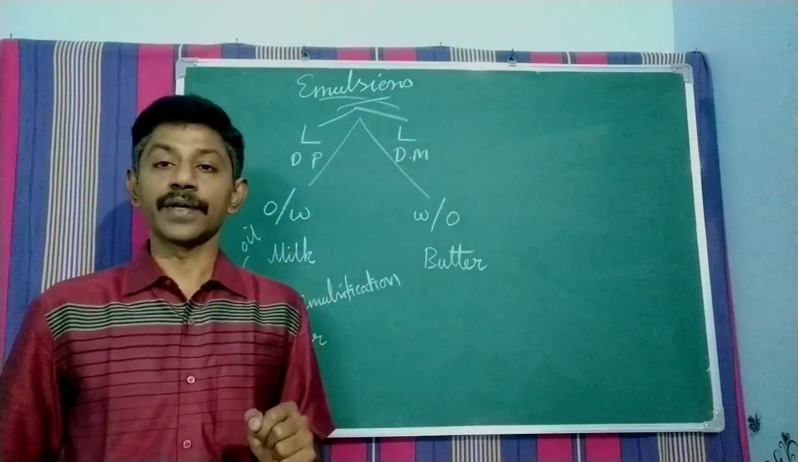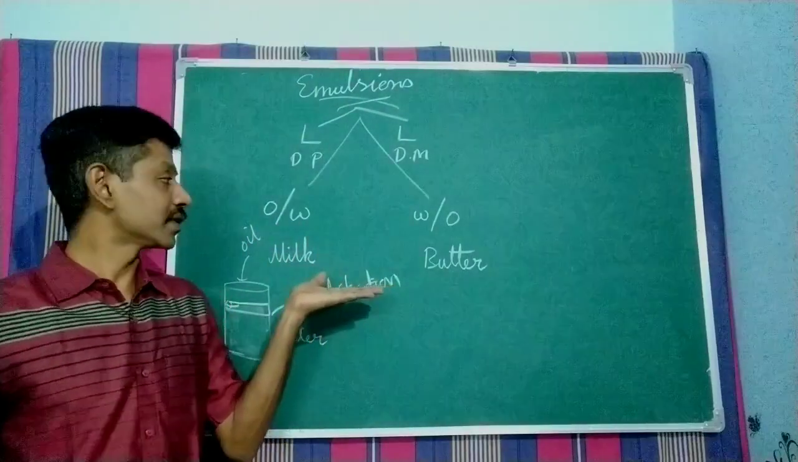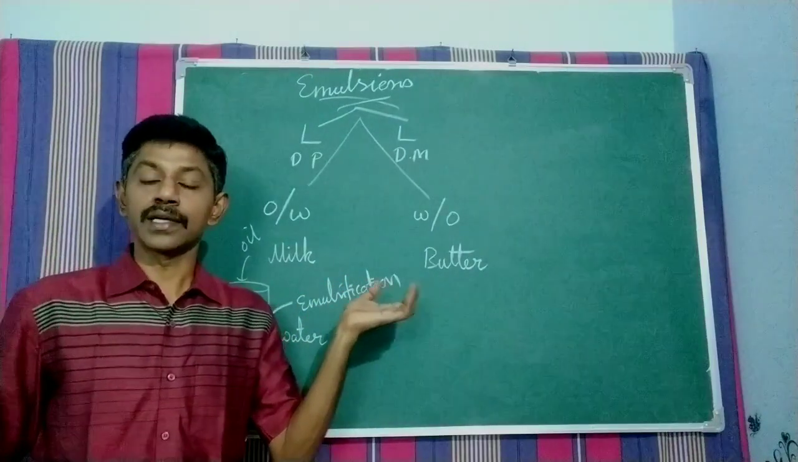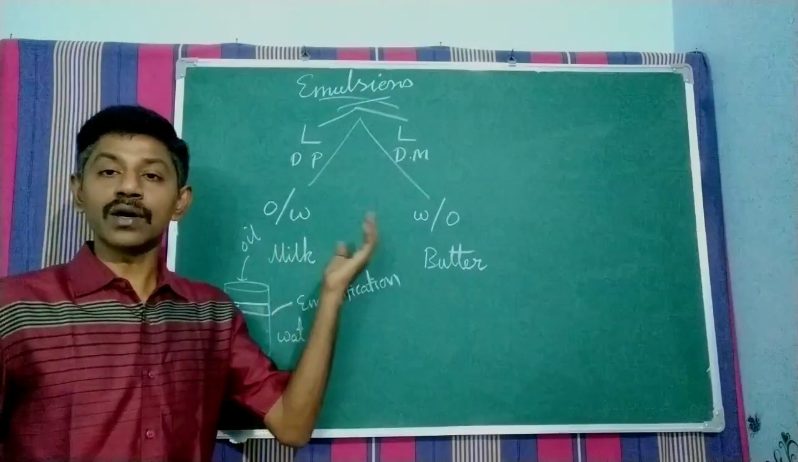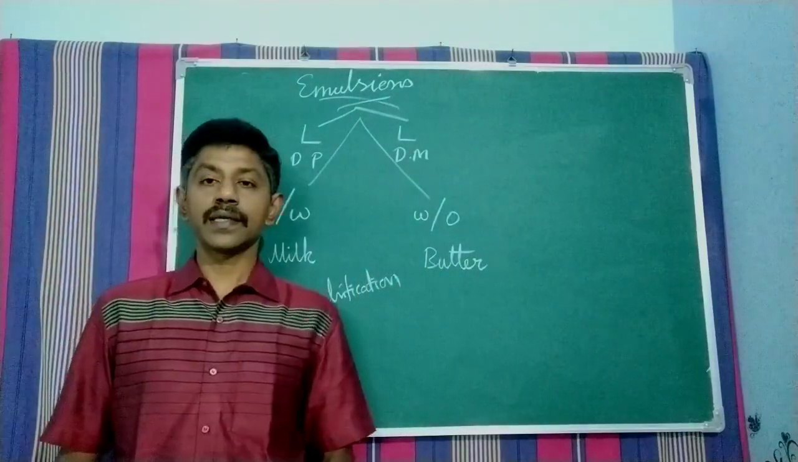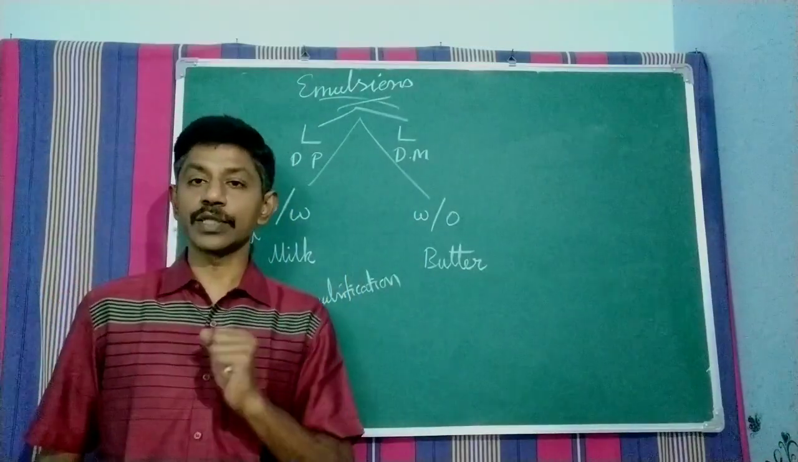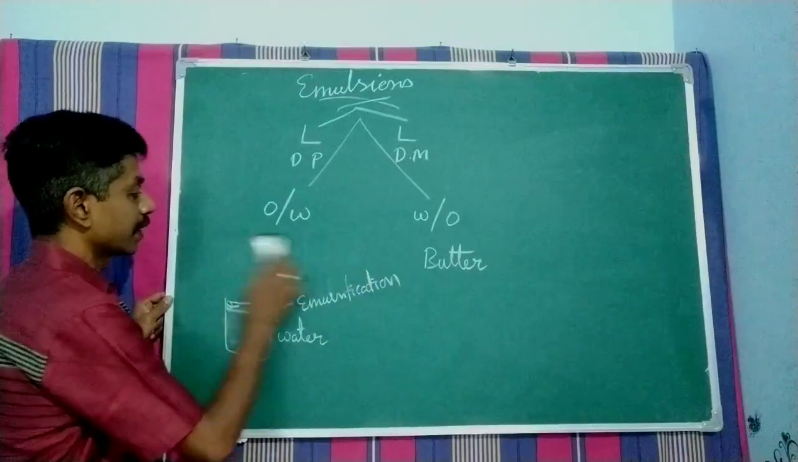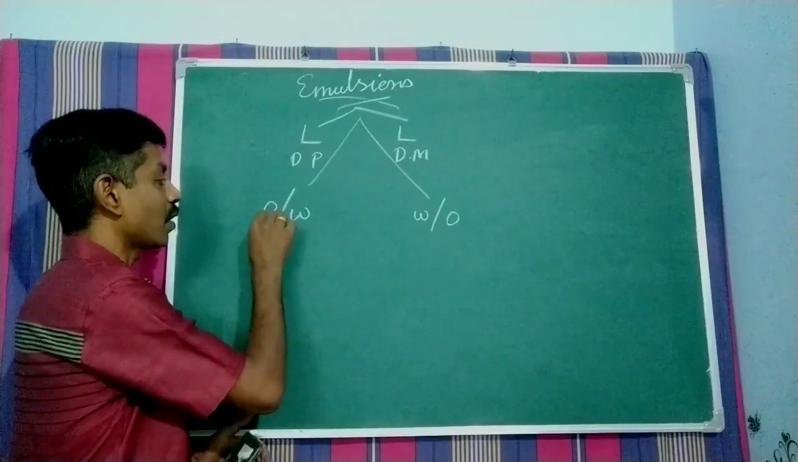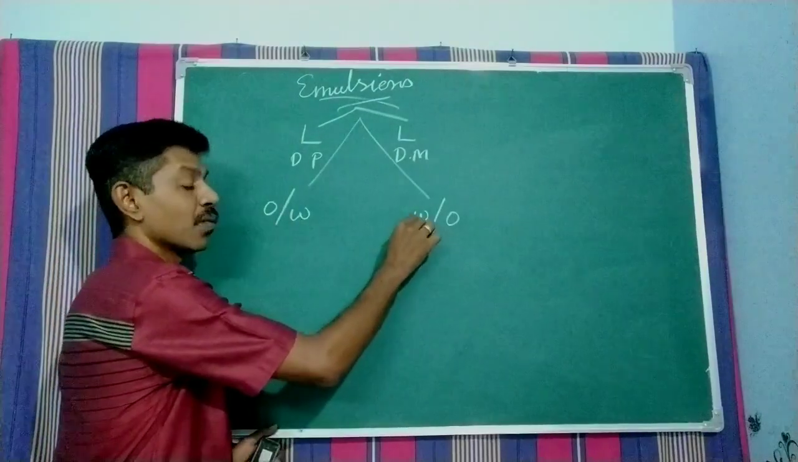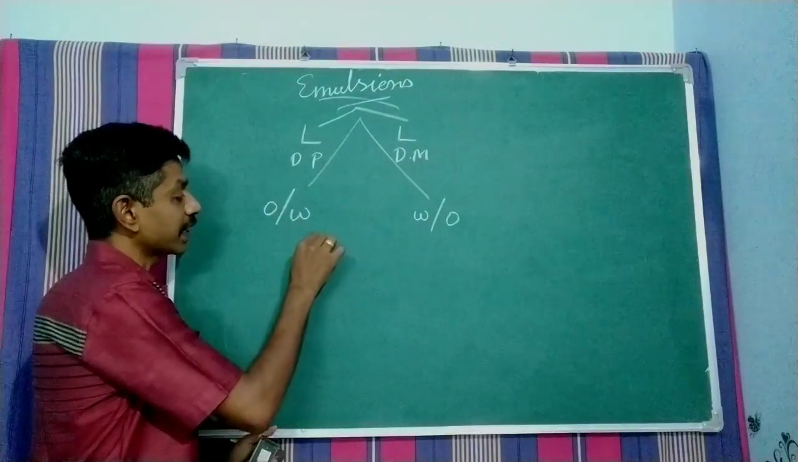Next thing we have to talk about is how to test whether a particular emulsion is a water soluble emulsion or an oil soluble emulsion. The next content is how to identify the type of emulsion given to us. As I told you, there are two types of emulsions available. One is the oil and water type, the other one is the water and oil type.